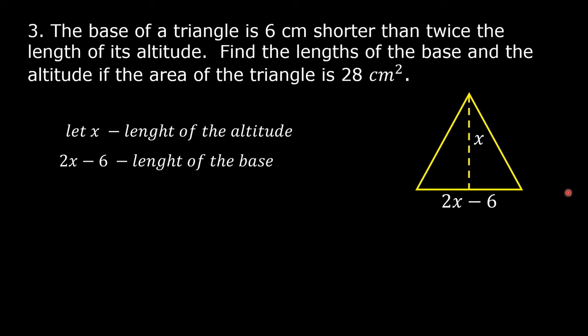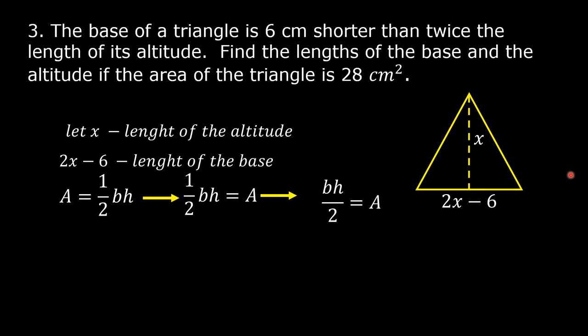2x minus 6. The formula for finding the area of a triangle is 1 over 2 BH. B means base, H altitude. This can be written as 1 over 2 BH is equal to A by reflexive property of equality. This can be further written as BH over 2 is equal to A. We are going to use this in solving the problem.